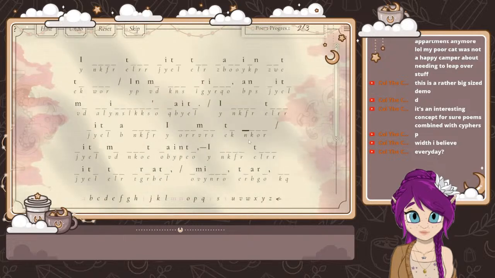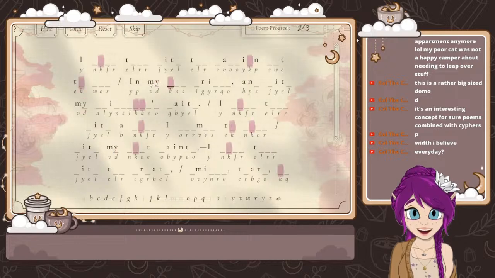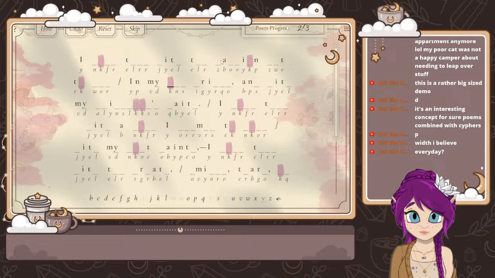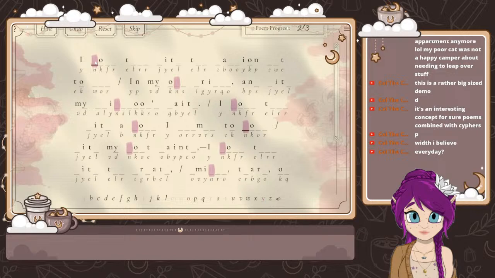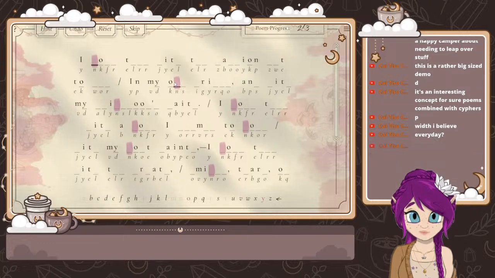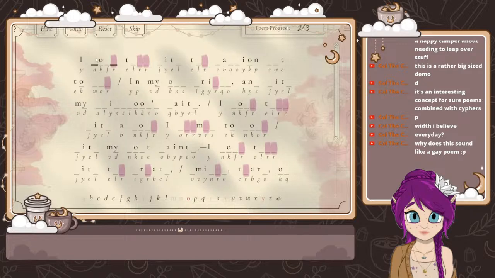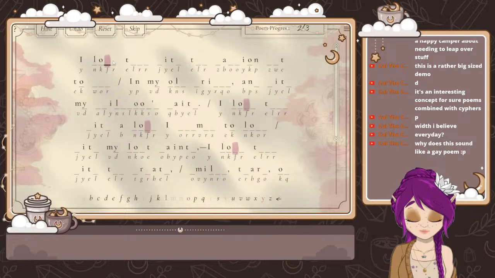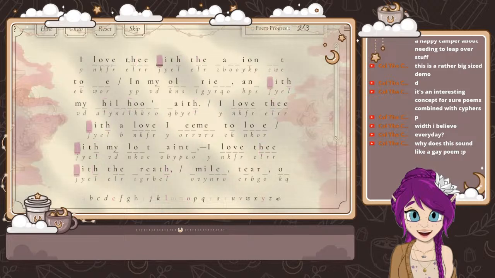Oh, this one's long. Although it might be because I made the letters bigger, so it's not technically as long. In my, because that's my. That's probably 2. So this is probably love. No, it's not love. Could be love. I love thee.